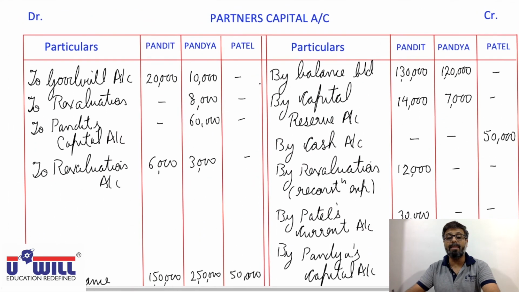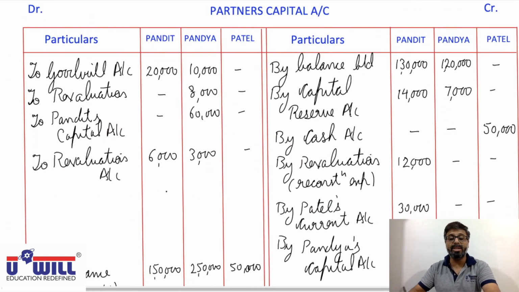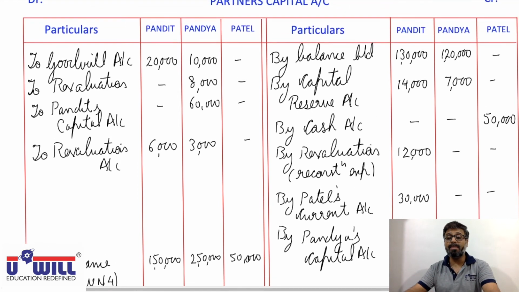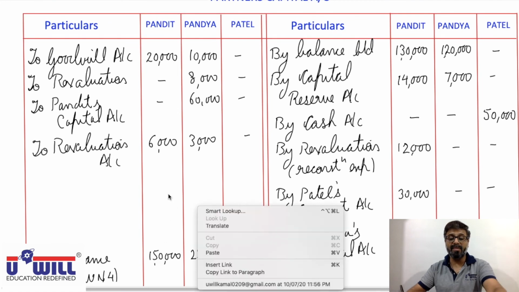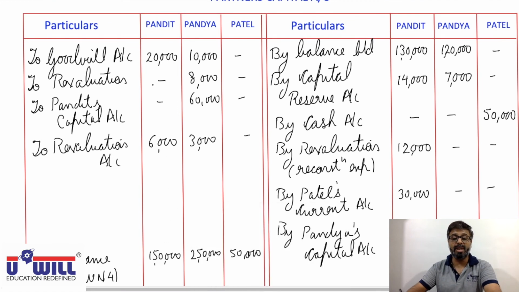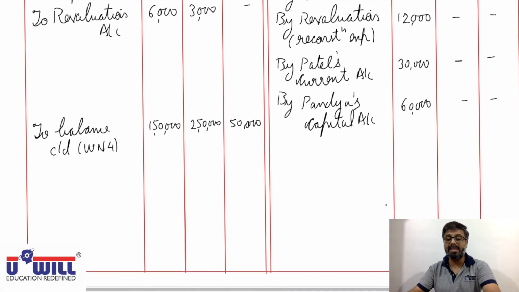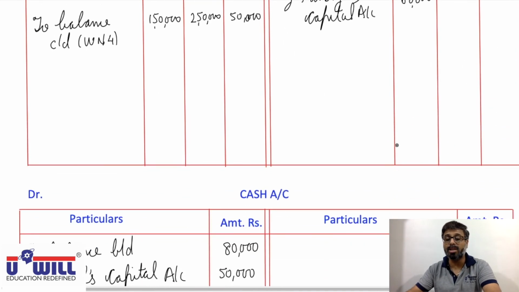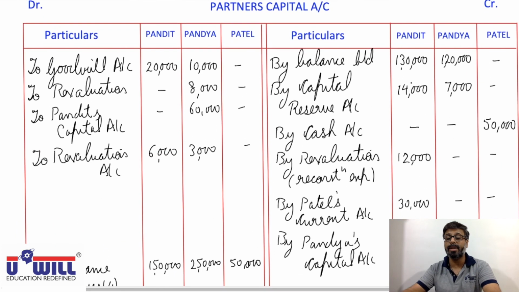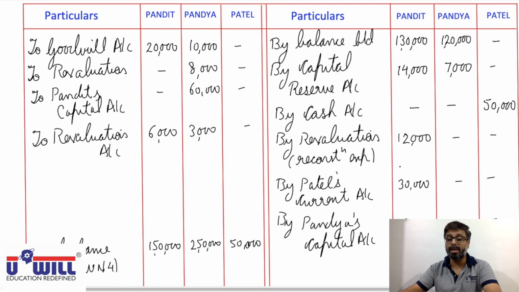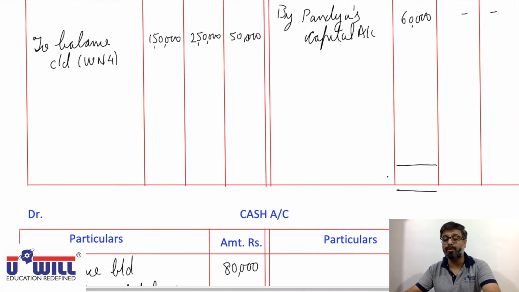So now whatever balance remains in the partner's capital account, whether on the debit side or the credit side, transfer it to their respective current account. Now if you see Pandit, then debit side 150 plus 60 plus 20 plus 6 is 236, and credit side 130 and 60 makes it 190. So the credit side total is more. Do it one by one for every partner. First we do it for Pandit. Credit side is more.